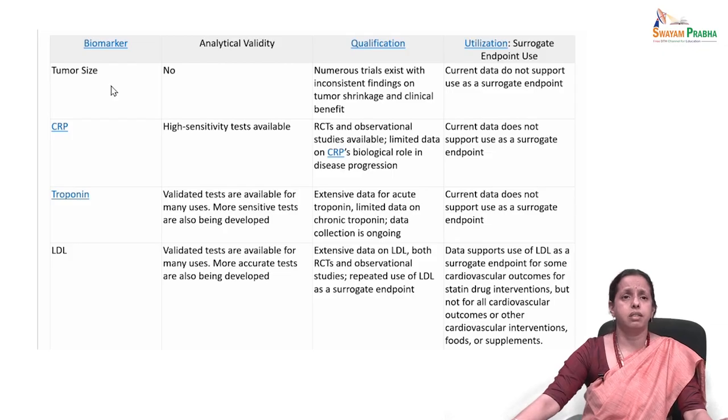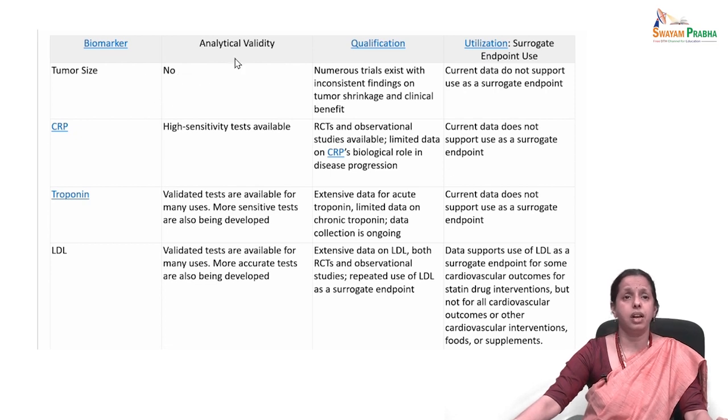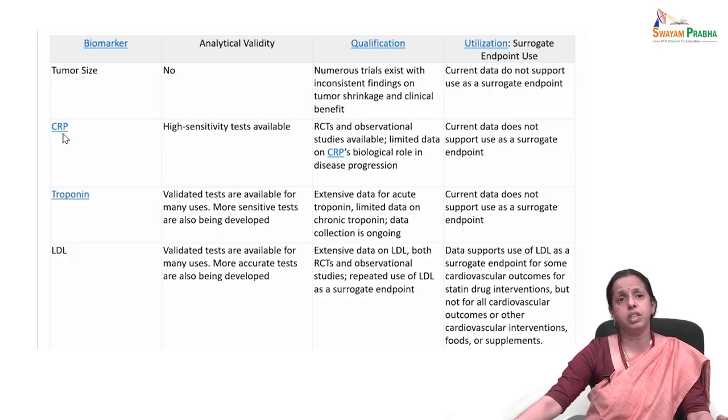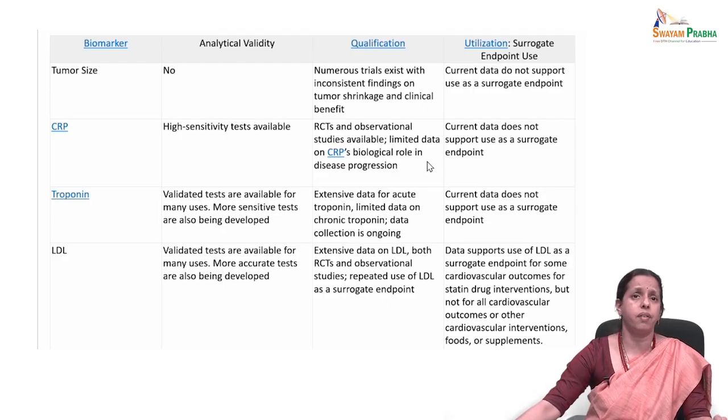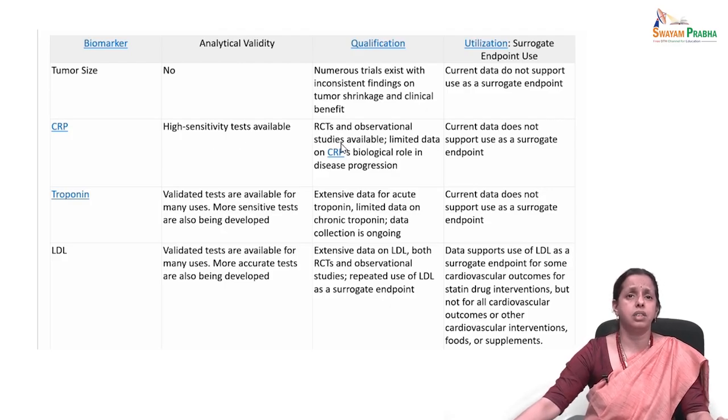Take tumor size, for example. Does it have analytical validity? No. But there are numerical trials which qualify it, even though they are inconsistent, on tumor shrinkage and clinical benefit. So current data does not support its use as a surrogate endpoint. Then your C-reactive protein, where many high sensitivity tests are available, and RCTs and observational studies are available.